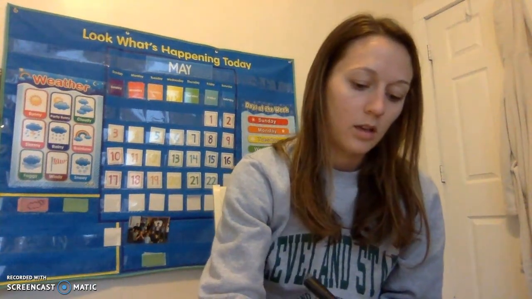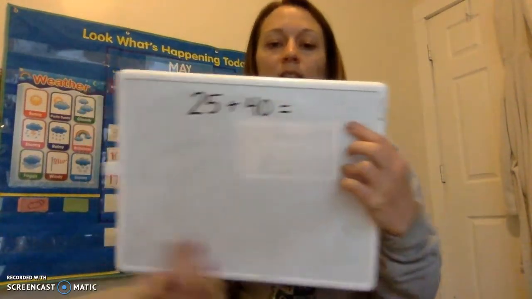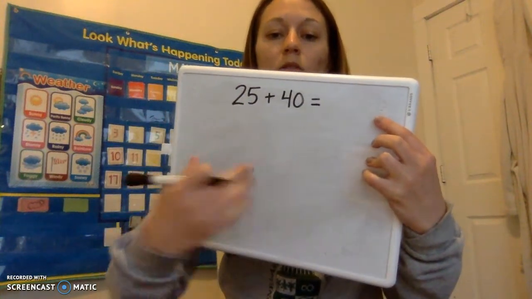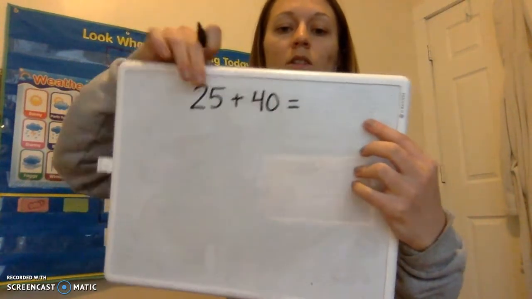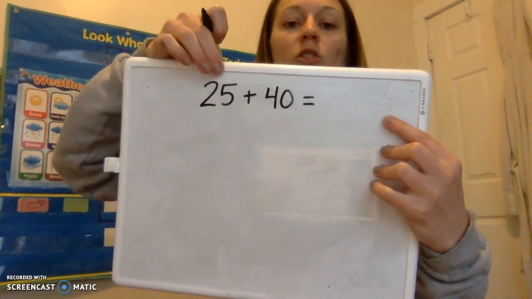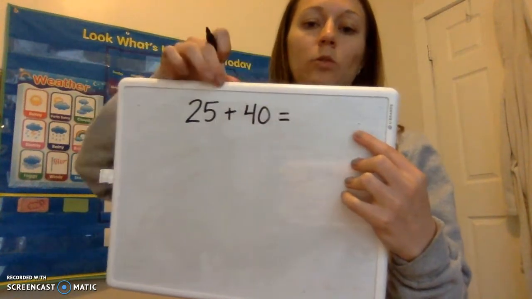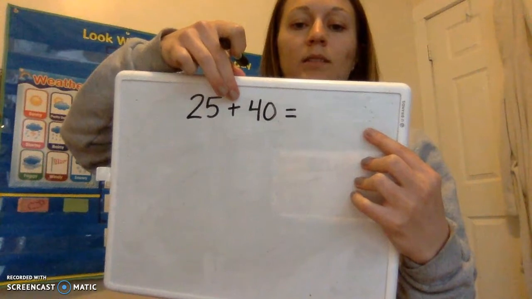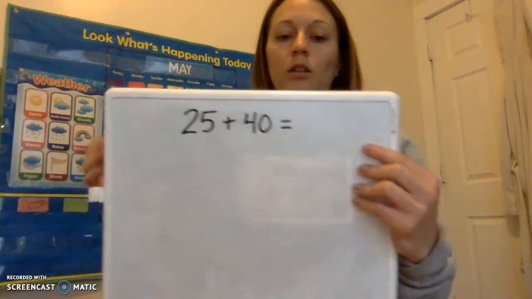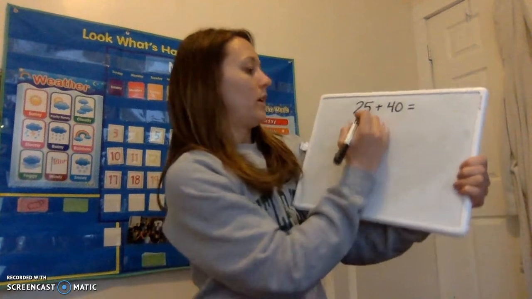So yesterday we worked on changing a problem from a side-by-side or horizontal way to up and down. So if I have it like this, I'm going to put it up and down so it's a little bit easier to solve. My addition sentence says 25 plus 40 equals, and I need to figure out what the sum is, what it equals. Remember, I see a plus sign, so I know I'm joining the two numbers together. When we do that, we use tens and ones.